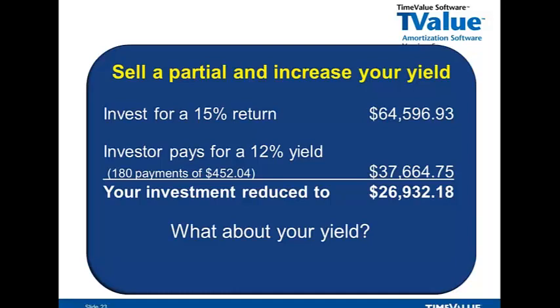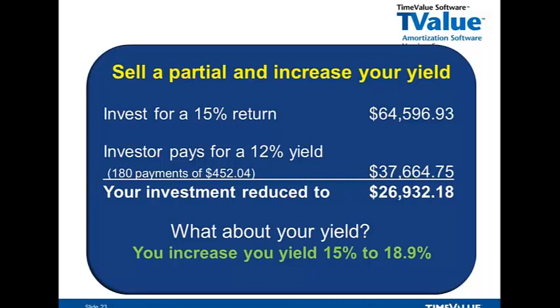So in this case, it's the partial, the 452, but it's 180 payments of it. So I discount that back at the 12%, it's $37,664. Therefore, reducing my total investment into this deal, I'm not getting the whole $900 payment, but I'm reducing that down to $26,932. And then what about my yield? Well, my yield goes from 15% to 18.9%.